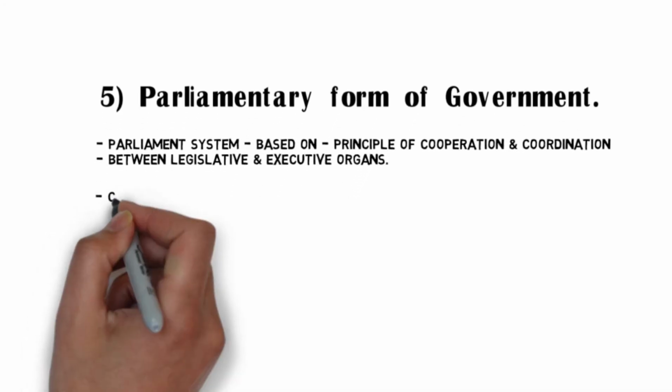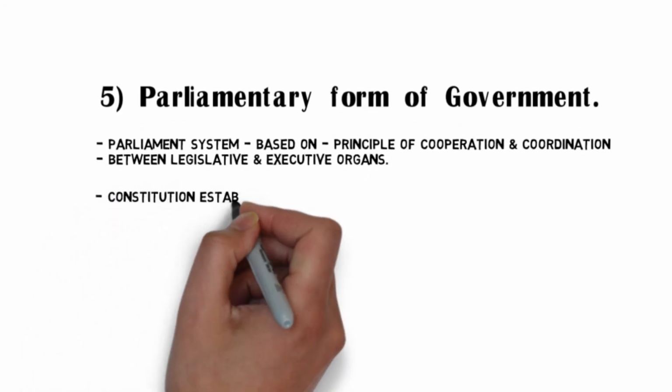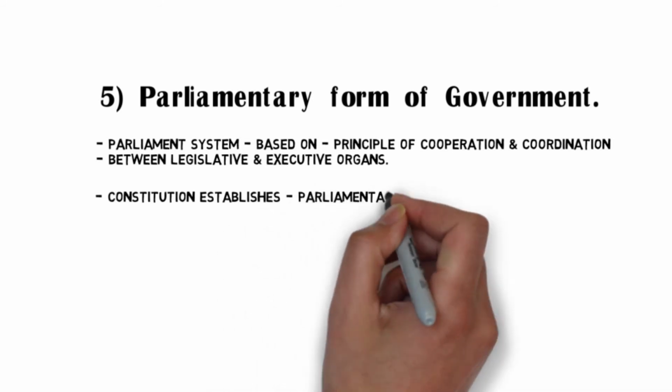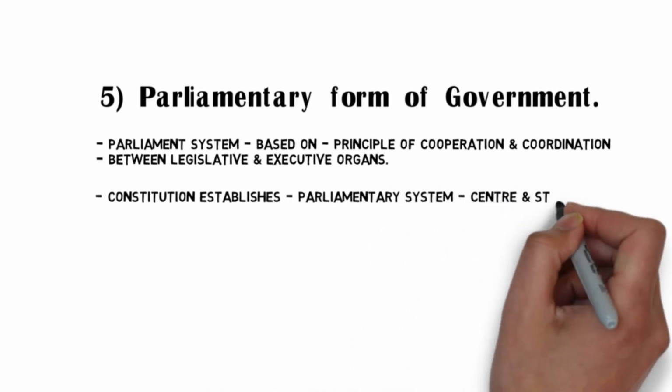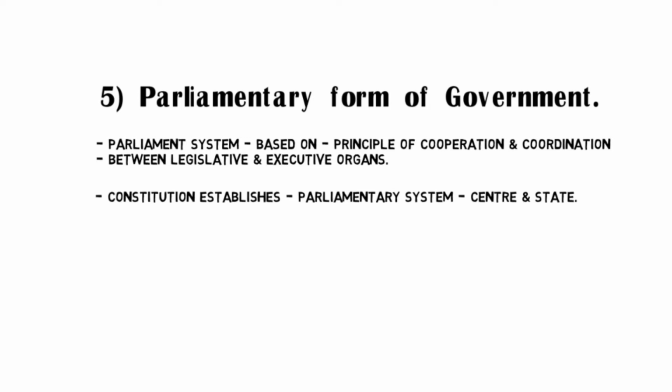In fact, the Constitution establishes the parliamentary system not only at the center but also in the state. So this model of parliamentary system we will find at center as well as at state level, and therefore this model of parliamentary system is based on the principle of cooperation and coordination, and these cooperation and coordination must be there, especially between the legislative body and the executive body of the system.